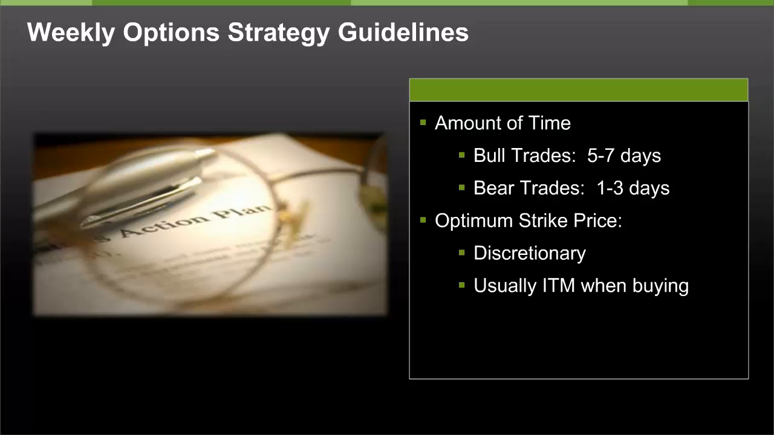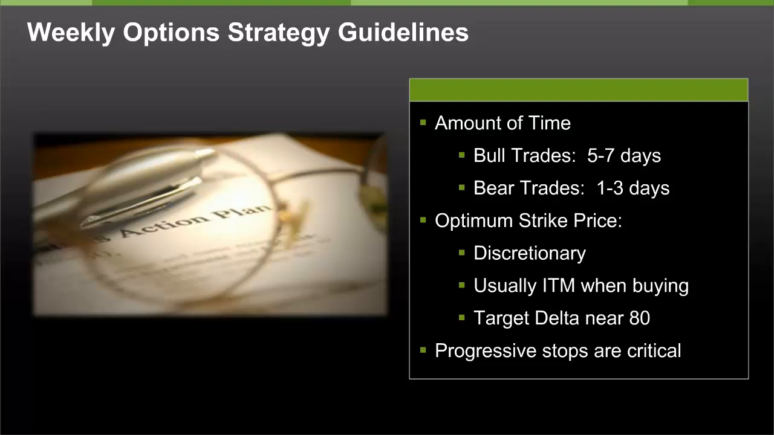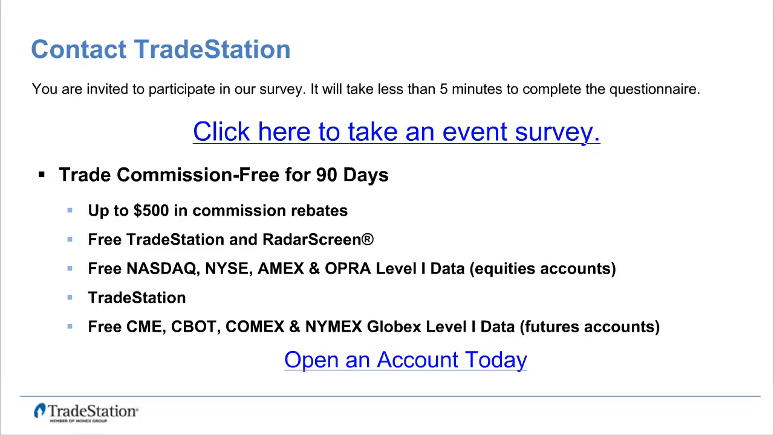Usually we're going to look for that in-the-money option strike when buying, with a delta of around 70 to 80%. So that means we're getting a good bang for our buck already on the first point move. And then managing those stops, so we just keep tightening those stops over time.